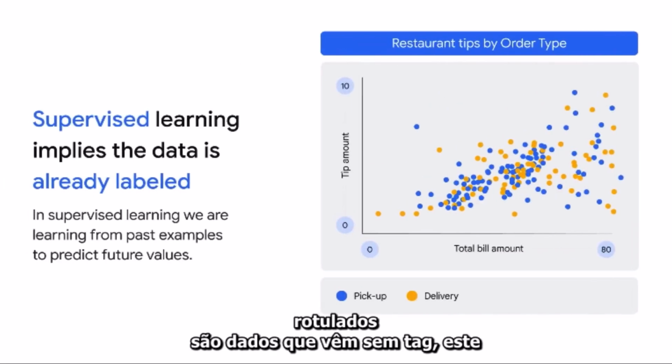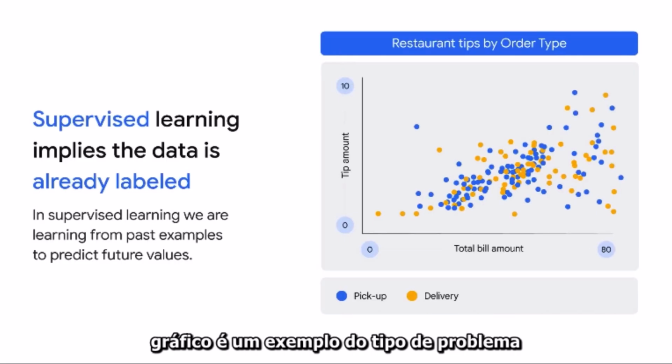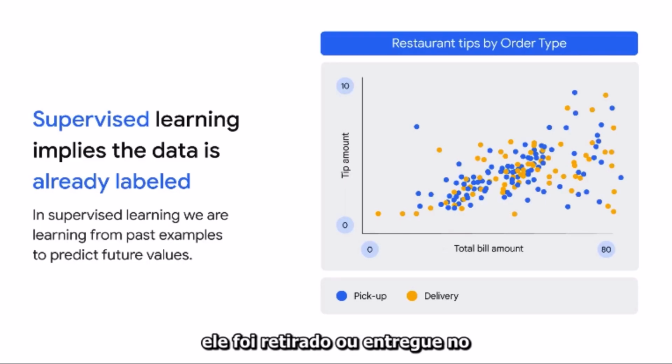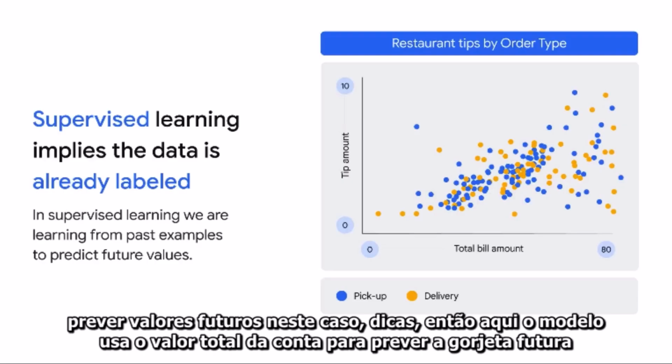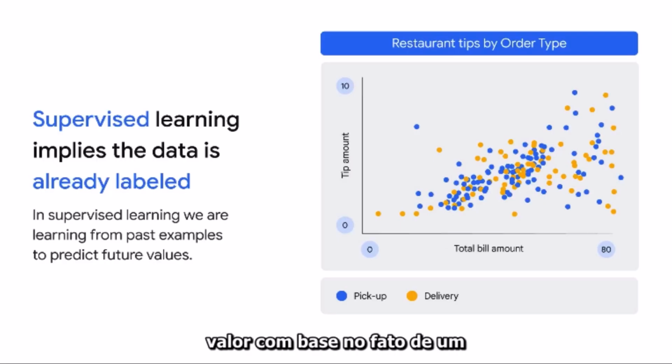This graph is an example of the sort of problem that a supervised model might try to solve. For example, let's say you are the owner of a restaurant. You have historical data of the bill amount and how much different people tipped based on order type, whether it was picked up or delivered. In supervised learning, the model learns from past examples to predict future values, in this case, tips. So here the model uses the total bill amount to predict the future tip amount based on whether an order was picked up or delivered.